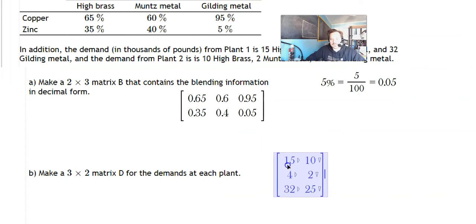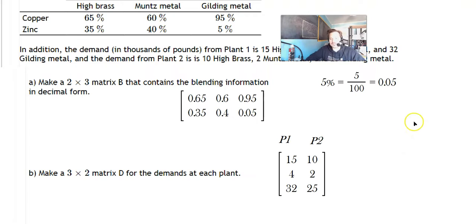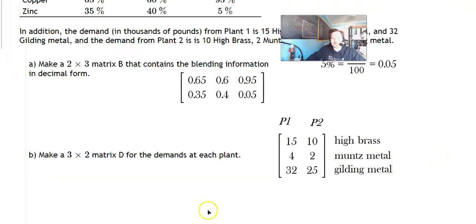So let me pull this down a little bit. Remember, I'm going to call this P1 for plant 1, and this here is P2 for plant 2. And the first one is basically the high brass. Let me label these rows. This is Muntz metal. And the last one is a gilding metal, like this. Let me write that down, gilding metal. So that's that matrix. Now look at the next one.